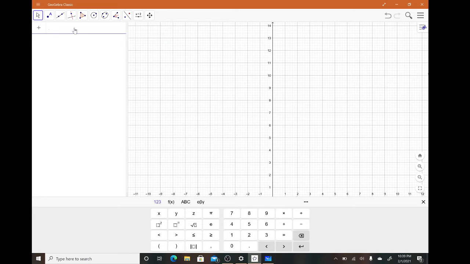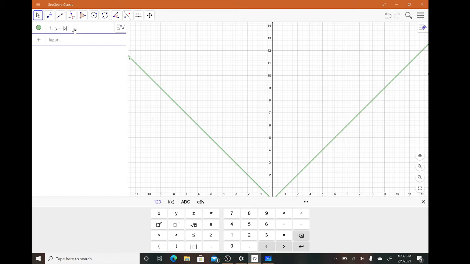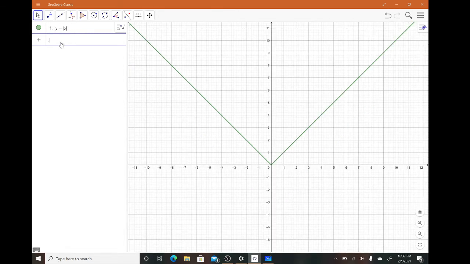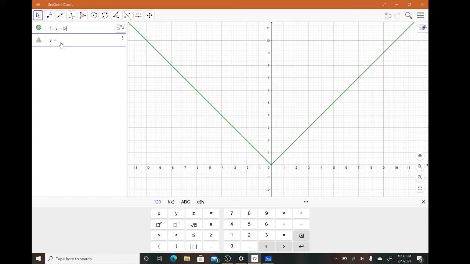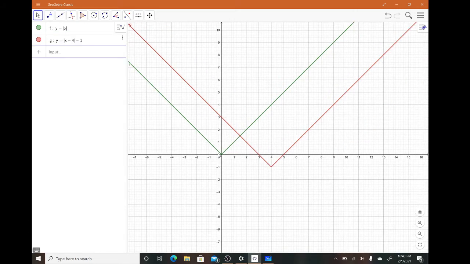Alright, so we have the absolute value, so y equals the absolute value of x. And funny enough, that came out in green. Definitely a coincidence. The other one was y equals the absolute value of, I believe it was x minus 4, minus 1. And there we go. So as you can see, they intercepted at that particular point right there. And it's just a shift 4 units to the right and 1 unit down.